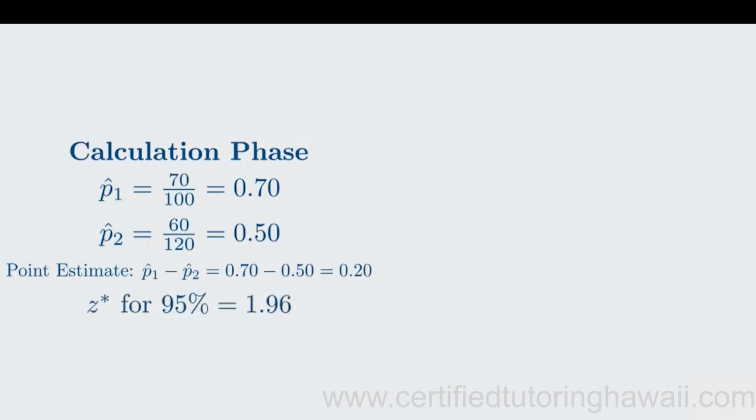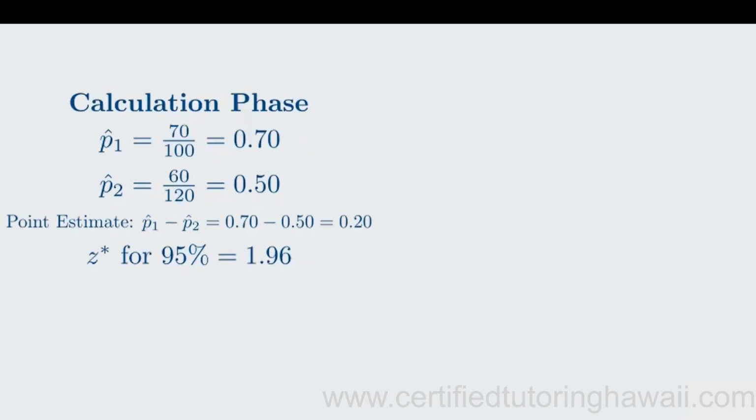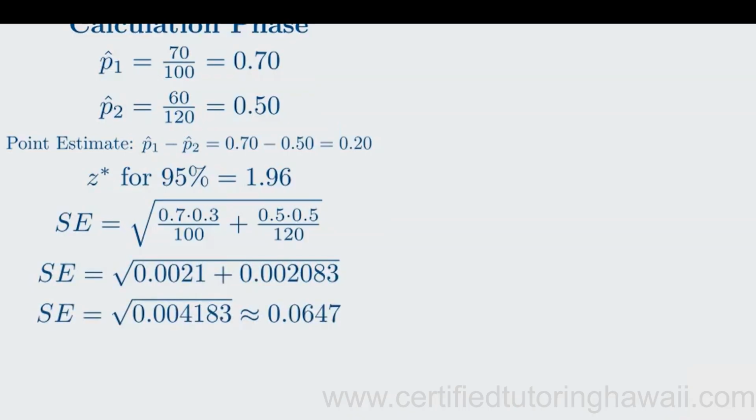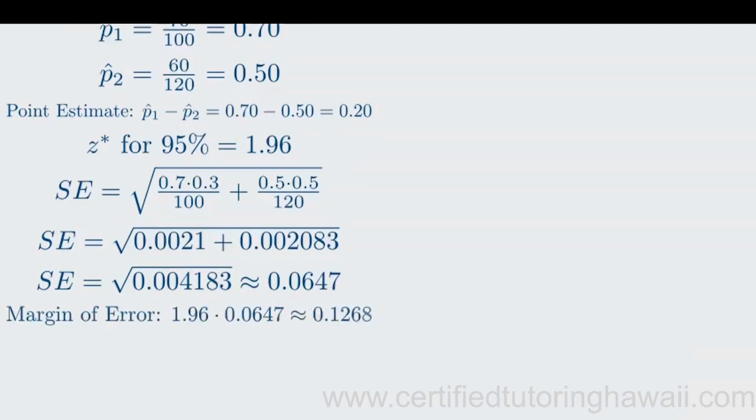Next, we need the critical value z-star for a 95% confidence level. You might remember from our work with the normal distribution that for 95% confidence, z-star is approximately 1.96. Now we calculate the standard error. We take 0.7 times 0.3 divided by 100 and add that to 0.5 times 0.5 divided by 120. Doing the arithmetic, this comes out to approximately 0.0647. Finally, the margin of error is our z-star of 1.96 times our standard error.